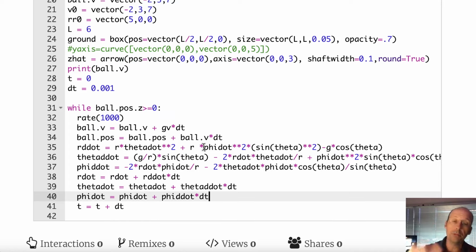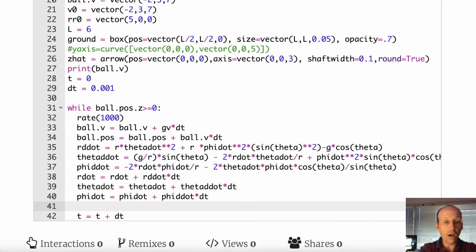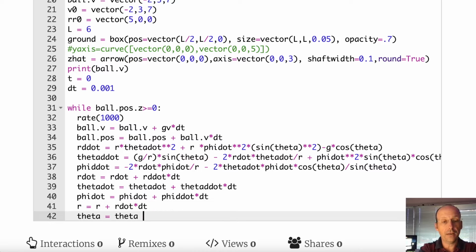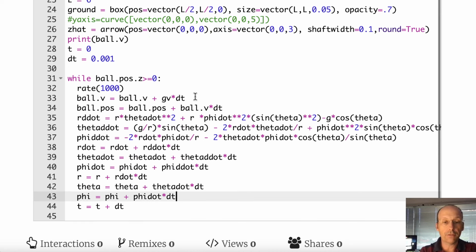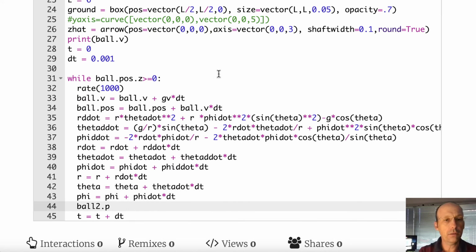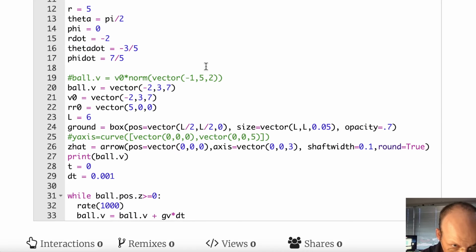Now once I have those, I can update my actual positions. R equals r plus r dot times dt. Theta equals theta plus theta dot times dt. And then phi equals phi plus phi dot times dt. Now I do have another thing I have to do: update the position of my ball, because I just calculated the variables. I need to switch this back into Cartesian coordinates, because WebVPython uses Cartesian coordinates. So I'm going to do this. Ball, what did I call it? Did I call it ball2? Yeah, ball2.